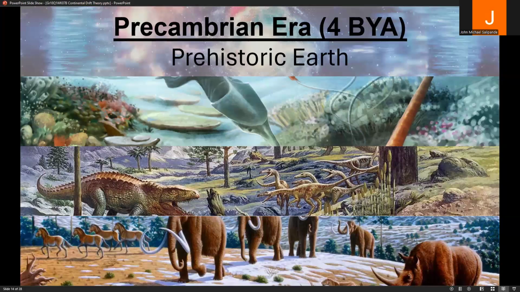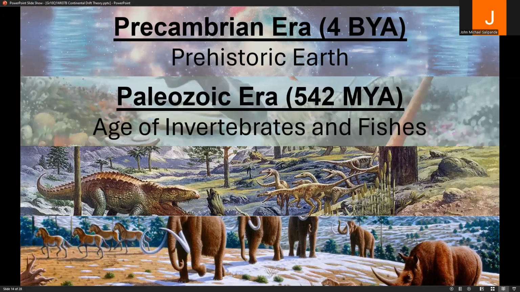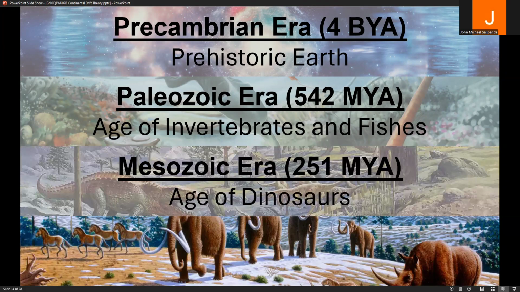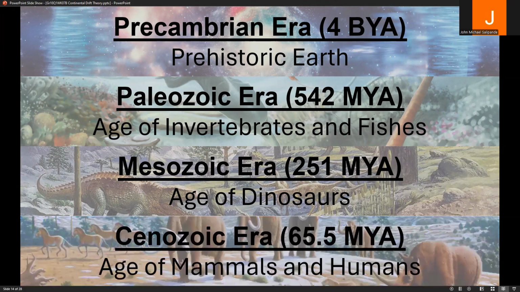We have the Precambrian era or prehistoric Earth, Paleozoic era, the age of invertebrates and fishes, Mesozoic era, the age of dinosaurs, and Cenozoic era, the age of mammals and humans.